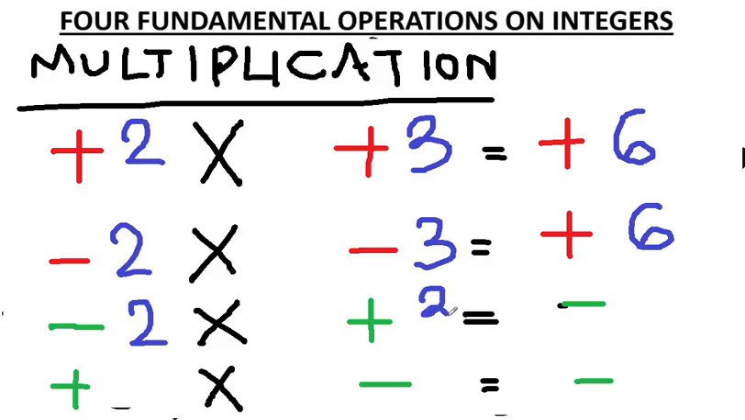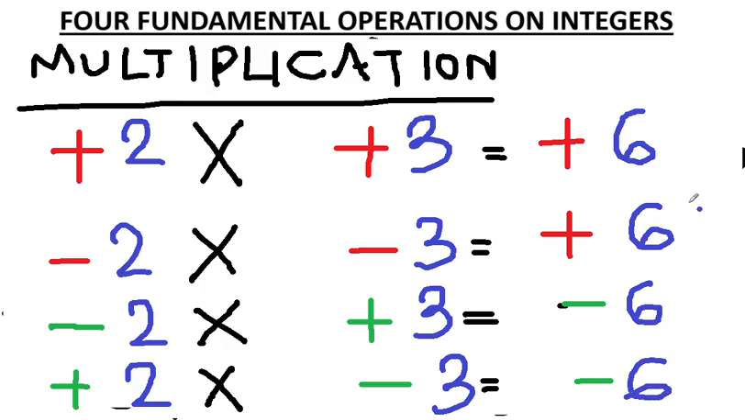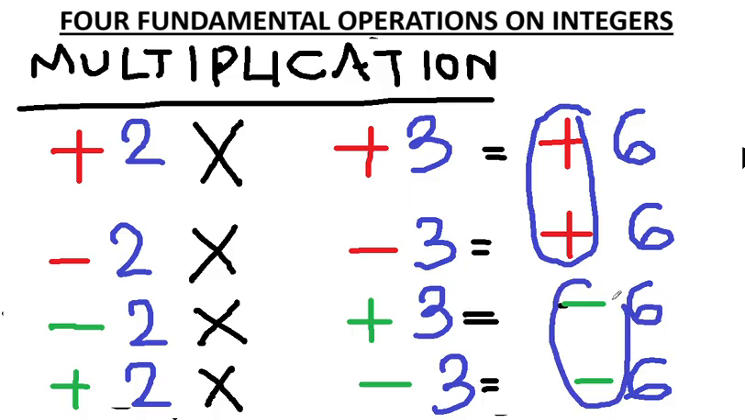Negative 2 times positive 3. Negative 6. Positive 2 times negative 3. Our answer is negative 6. So when the signs are same and we multiply them, positive answer. When the signs are different and we multiply them, negative answer. As easy as that. Friends, I think you are going to get more used to it with practice. The more you practice, the easier it becomes. Now I come to the division part.